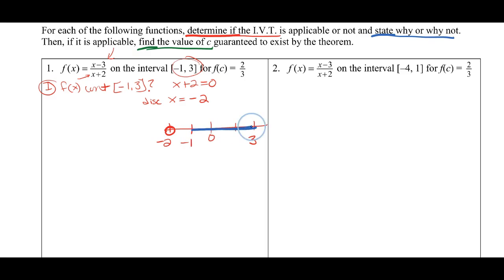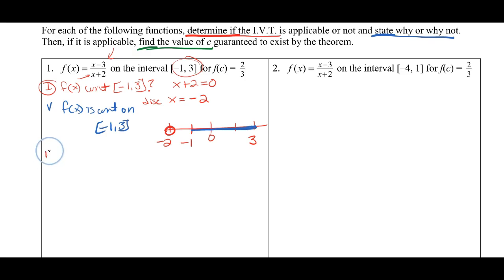So negative 1 to 3 is continuous. Everything else is good except negative 2. Negative 2 isn't on my interval, so I don't care. Yes, f of x is continuous on the interval from negative 1 to 3.